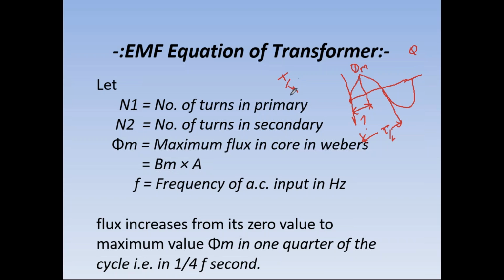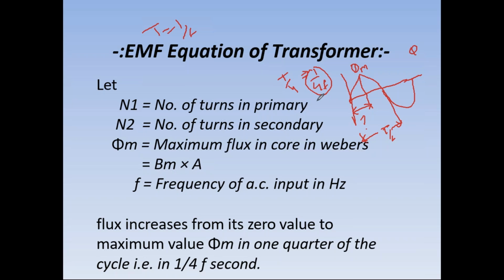Now this T by 4, how can we represent it in terms of frequency? Already you know that T is equal to 1 by f, right? So this can be represented in terms of frequency as 1 divided by 4f, and the meaning is that it takes this much time, 1 by 4f, to reach the maximum flux. Okay? So by using this notation we need to derive the EMF equation.